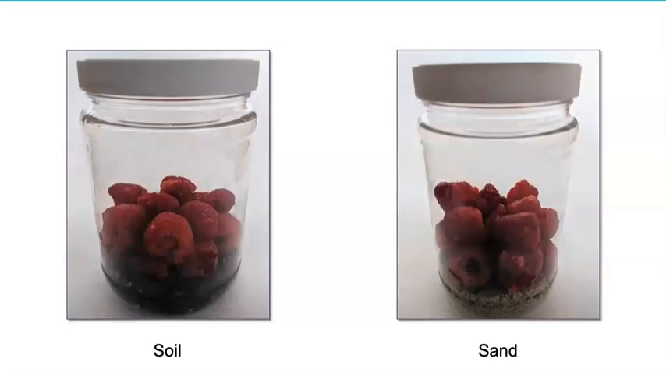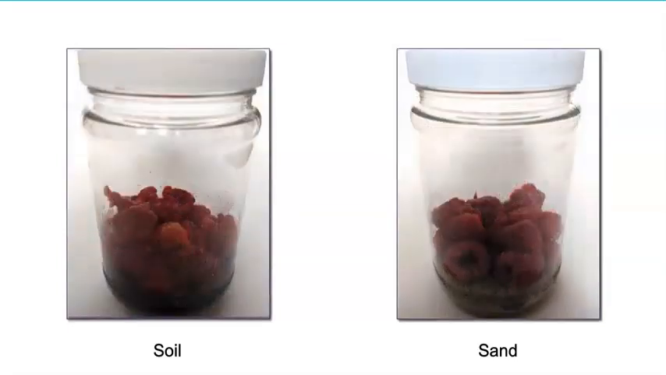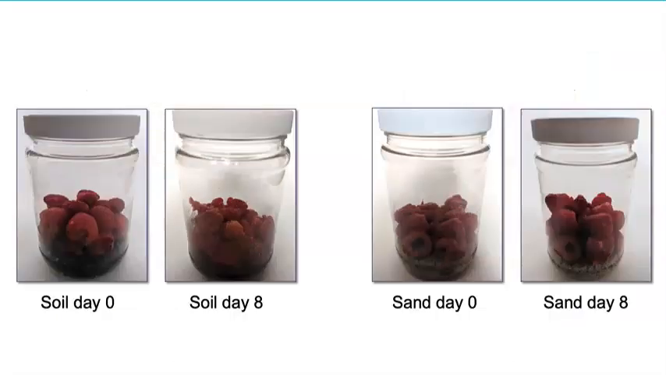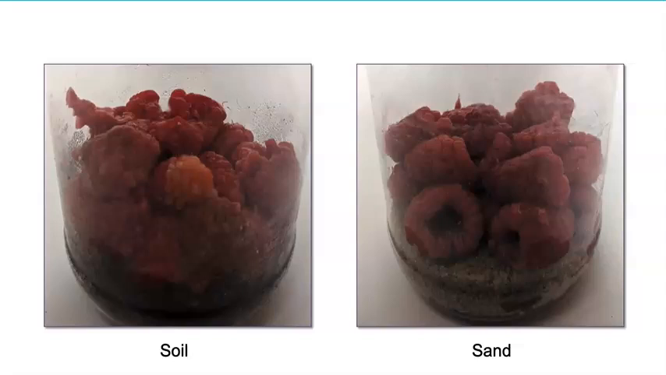Here are our raspberries on day 0, and here are our raspberries on day 8. What do you notice about the raspberries in the jar with soil? How do they compare with the raspberries in the jar with sand? Wow! Do you see the decomposition in the soil jar? Compare that decomposition with the sand jar. The raspberries in the sand still look like raspberries to me. Their shape hasn't changed much since day 0.